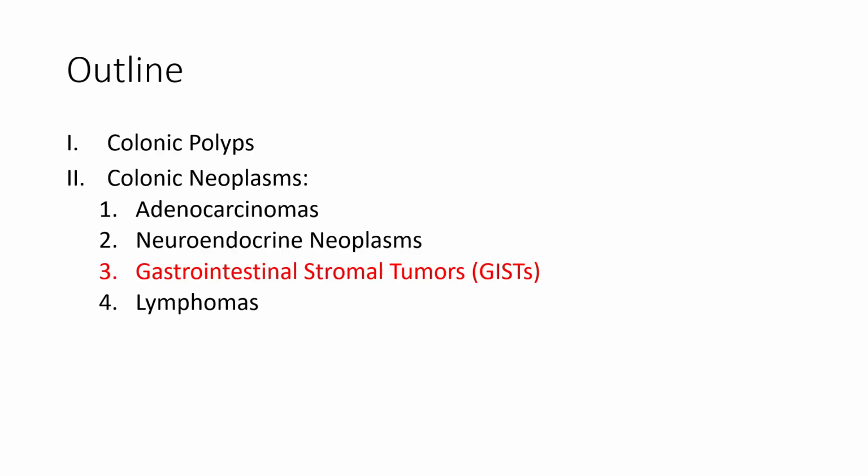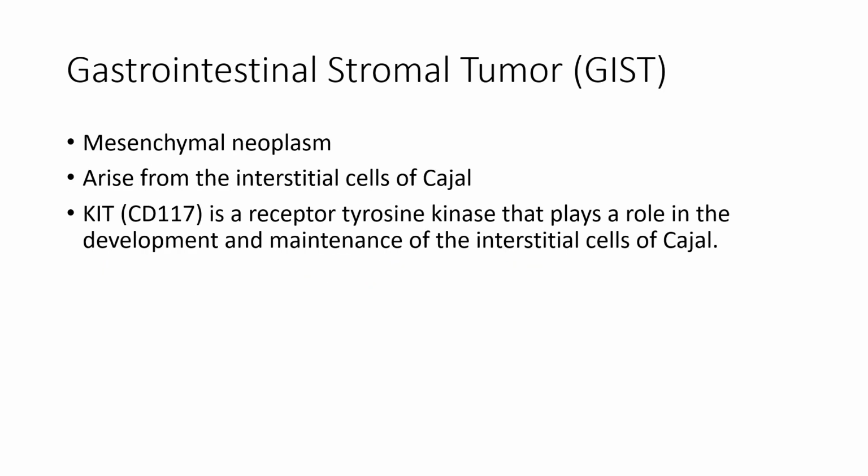Now we move on to gastrointestinal stromal tumors or GISTs. Gastrointestinal stromal tumors are mesenchymal neoplasms, mesenchymal as opposed to epithelial neoplasms such as carcinomas, and lymphoid neoplasms or lymphomas. And GISTs originate from the interstitial cells of Cajal.